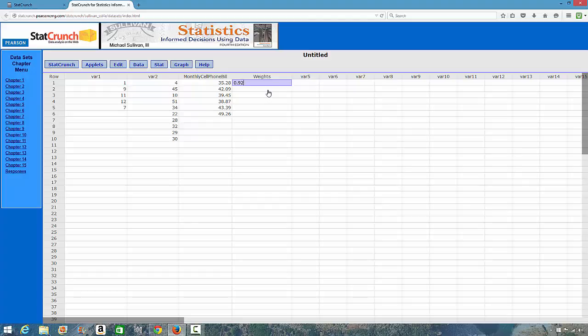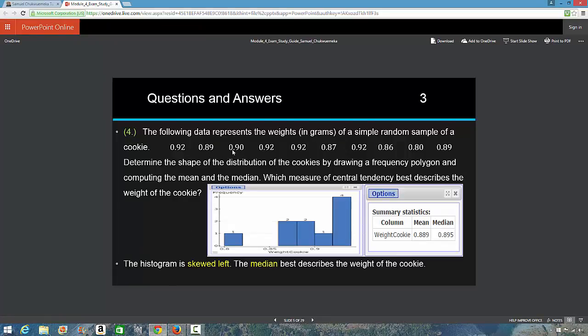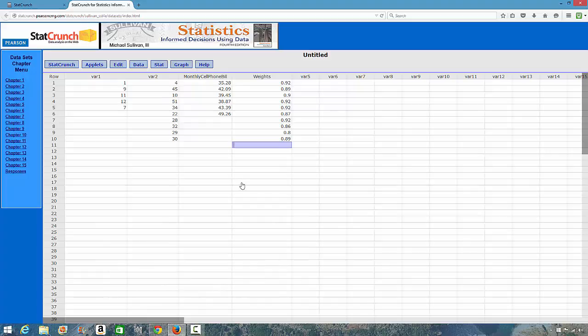I have 0.92, 0.89, 0.90, 0.92, 0.92, 0.87, 0.92, 0.86, 0.80, 0.89. So the sample size is 10. Let me verify that here. 1, 2, 3, 4, 5, 6, 7, 8, 9, 10. Okay, so I'm gonna draw a frequency polygon. That is what I need to draw.